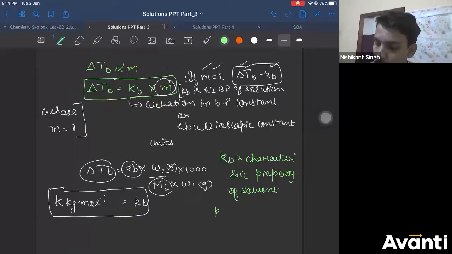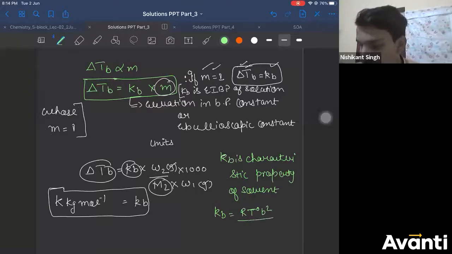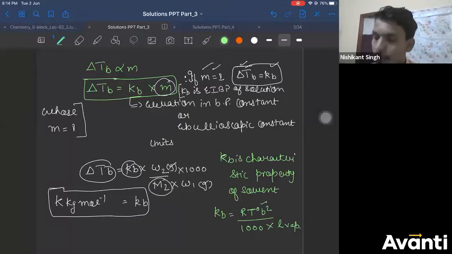Now, if we want to write its formula, it is R T naught B square into 1000 into latent heat of vaporization. This is the formula of KB. What is T naught B? Boiling point of solvent. R is gas constant. Latent heat of vaporization is what? It is heat required to convert 1 kilogram of liquid into vapor, right? All right. So I hope this point is clear now.